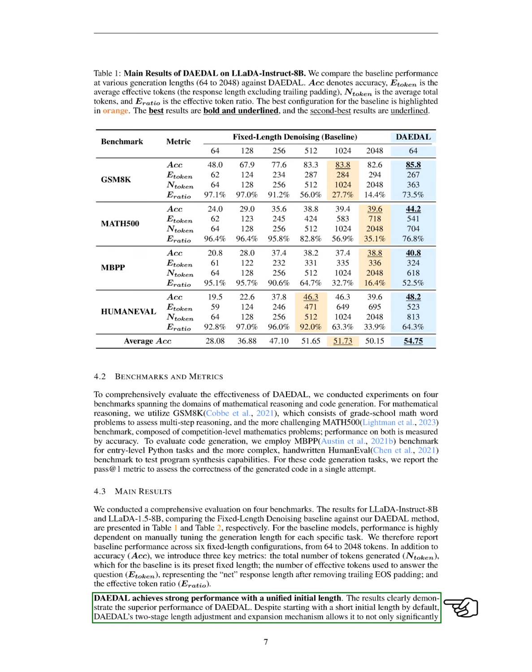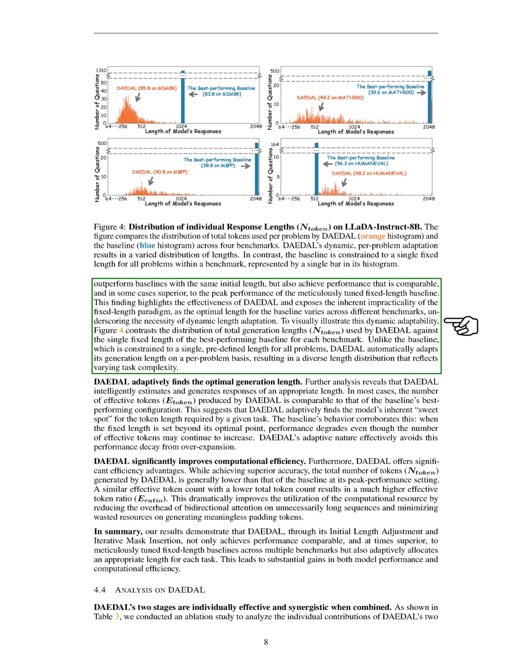DAEDAL performed well with a unified initial length, demonstrating superior performance compared to the baselines. Despite starting with a shorter initial length, DAEDAL's 2-stage length adjustment and expansion mechanism allowed it to outperform baselines with the same initial length and achieve results comparable to the best-performing fixed-length configurations. This highlights the effectiveness of DAEDAL and the impracticality of the fixed-length approach, as the optimal length varies across benchmarks, emphasizing the need for dynamic length adaptation.